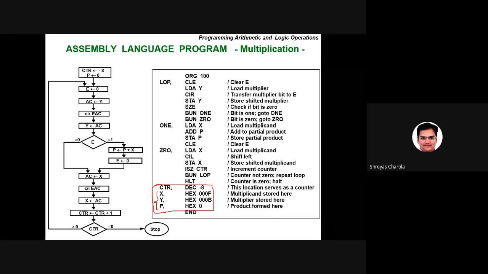Starting with ORG 100, we'll start from here. First, we need to clear the carry flag, so CLE, clear the carry flag. First, I need to load the data into the accumulator. So LDA Y. It will go to the label Y and load this data into the B register.